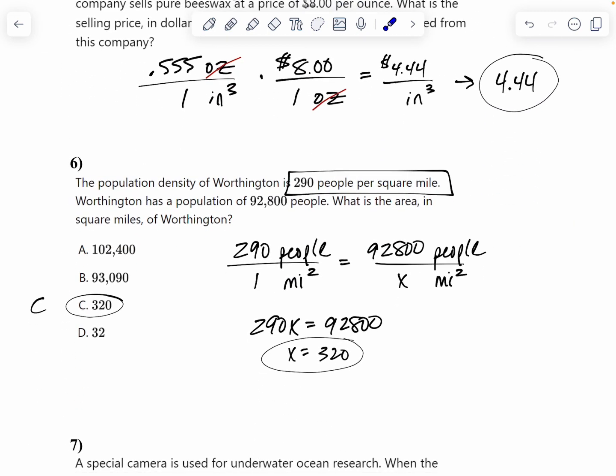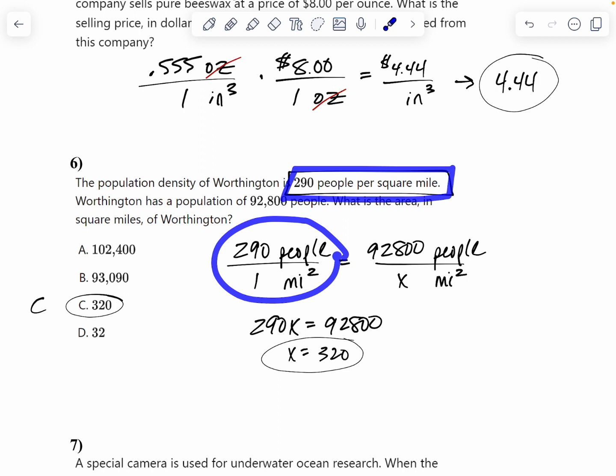Number 6, we have a population density again, 290 people per square mile. There is my fraction. And in this case, I can set up another proportion.